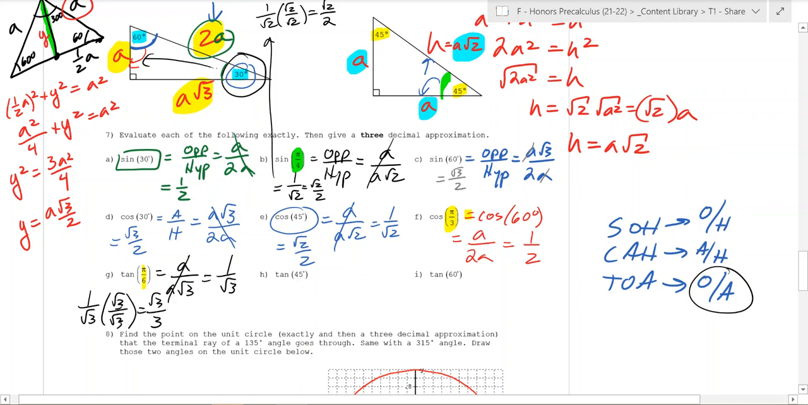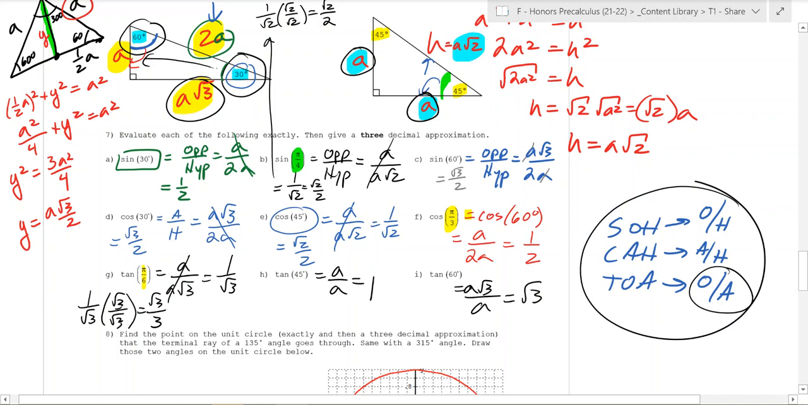Same thing. Tangent of 45 is going to be a over a, because it's opposite over adjacent, so that's 1. And then tangent of 60, here's 60. Remember, opposite over adjacent, so opposite is going to be a root 3 over the adjacent, which is going to be a, so that's just equal to root 3. So memorize these, fill them in, the a's cancel.